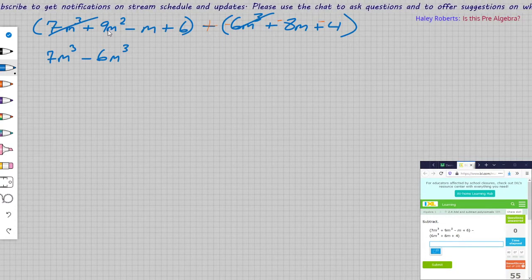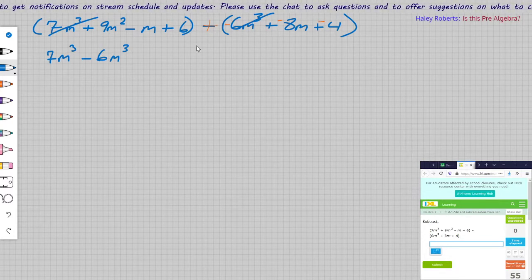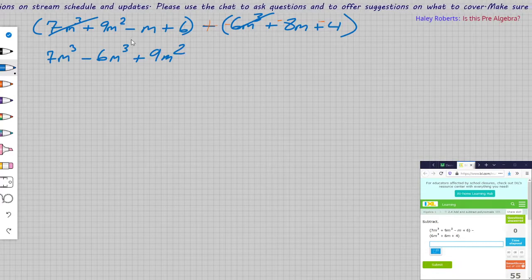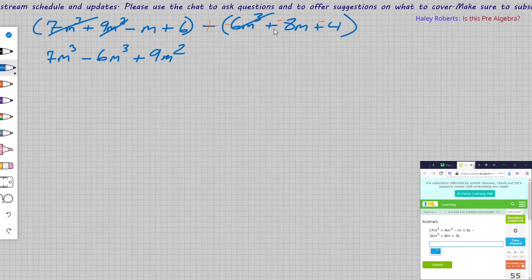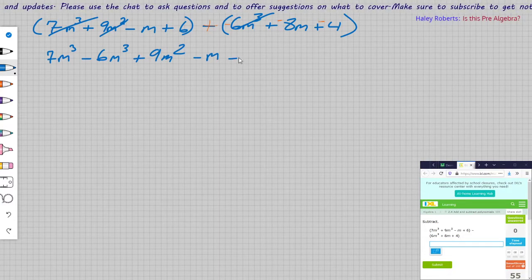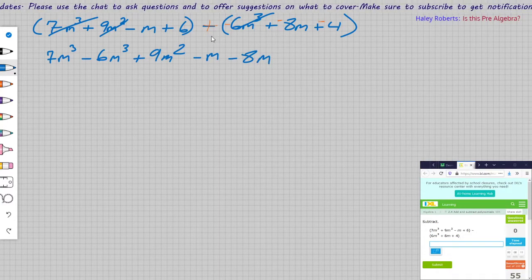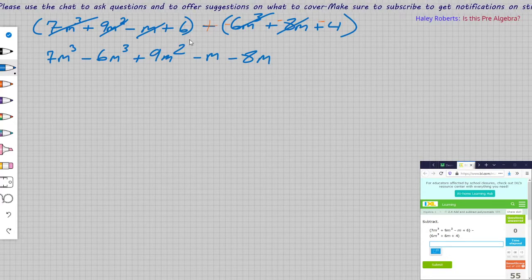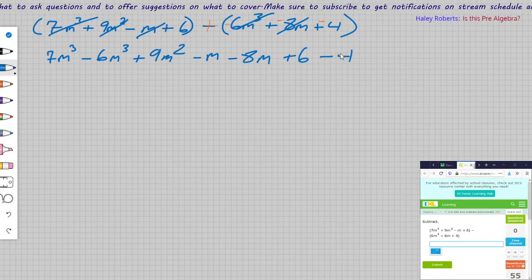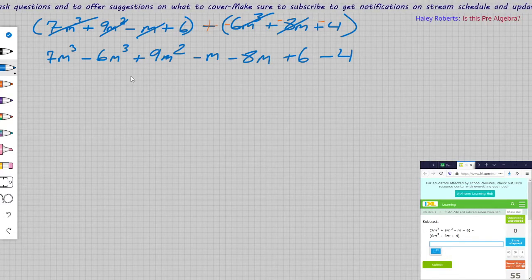We have 9m squared, but we don't have an m squared over there, so I'm just going to write 9m squared. We'll be done with that. Then we have negative m and negative 8m, so we'll write negative m minus 8m. Those are done. And then we have positive 6 and negative 4, so plus 6 minus 4. And then we're just going to go ahead and simplify.